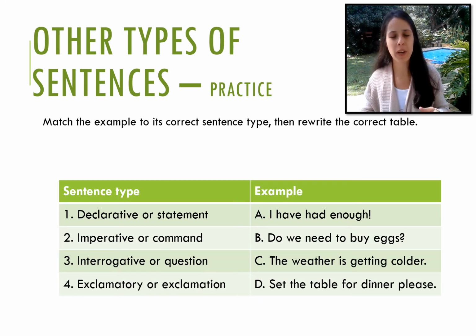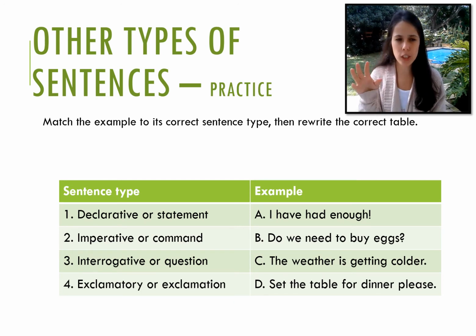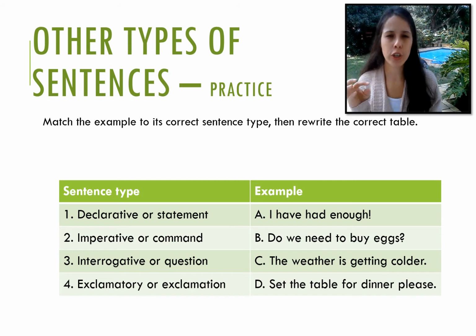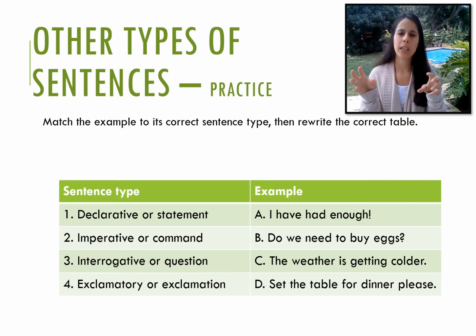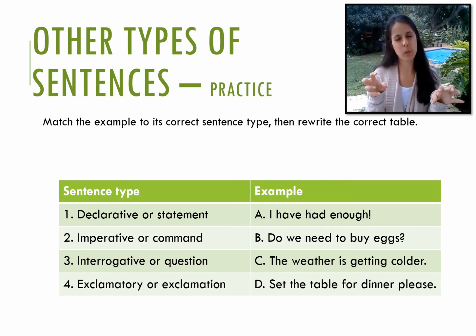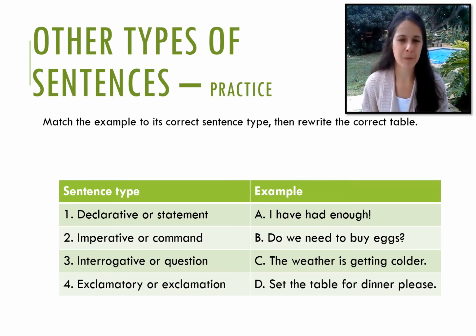Okay, let's do some practice to make sure that you understand what is going on. What I want you to do now is match the example to the correct type of sentence. Then you write down the correct table. So the table I've got on the screen here, you're not going to write it down exactly as it is. You will need to change the example column on the right hand side in order to make the table correct. Okay, so you've got sentence types, you've got declarative or statement. So I put both the difficult word for it and the easier word for it, just so that you're able to understand more easily.